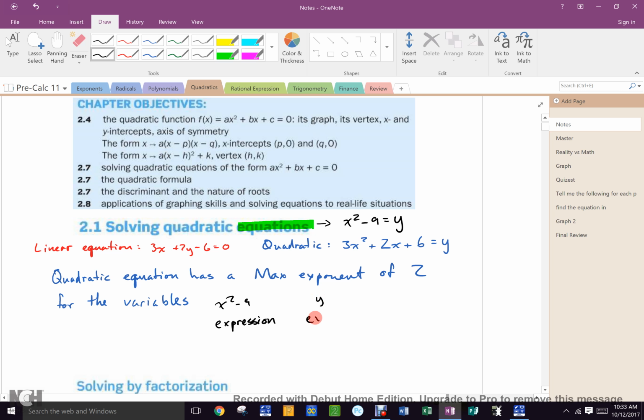Y is an expression. Expressions can only be simplified. Once I put an equal sign in there, then and only then does it become an equation, and then and only then can I solve it. Is everybody cool with that?